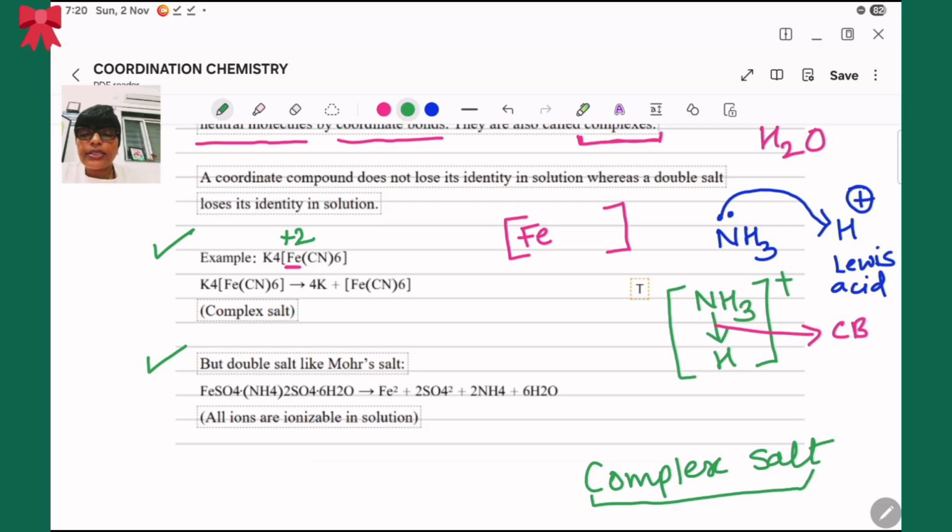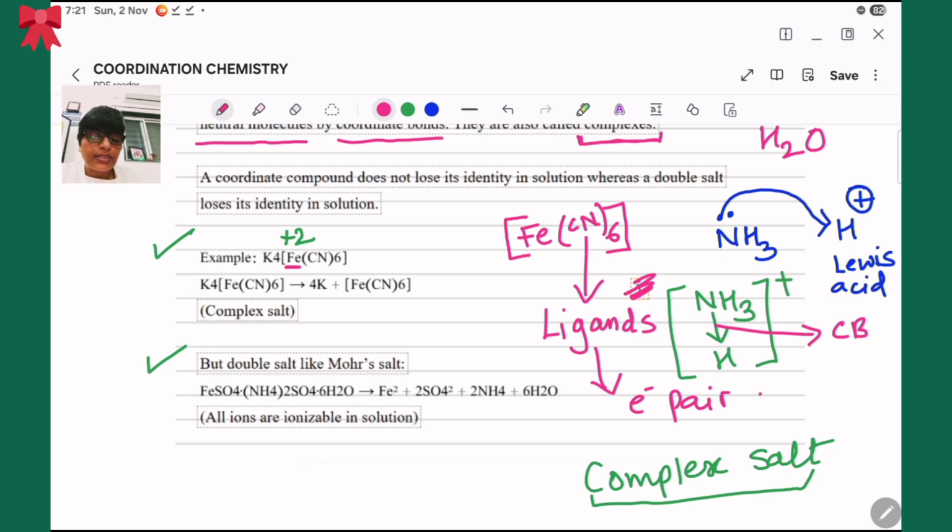So we are going to say that in this particular compound, the central metal ion is surrounded by 6 cyanide ligands, 6 cyanide Lewis bases, which we are going to call ligands. So what is a ligand? Basically, a ligand is an electron pair donor, or a Lewis base.